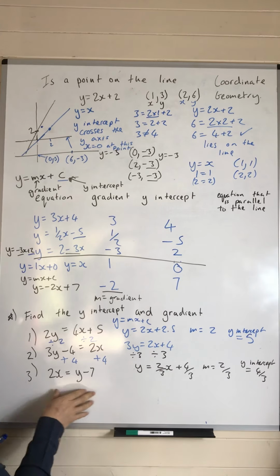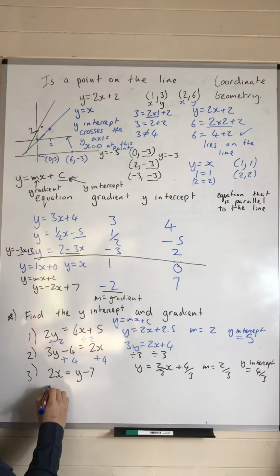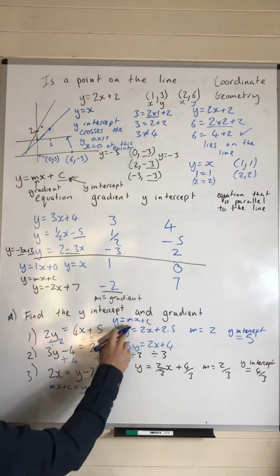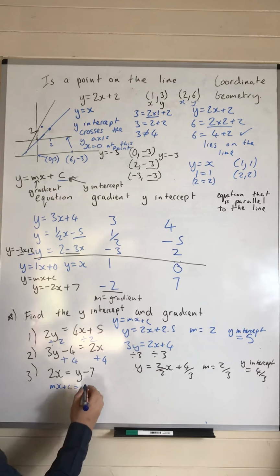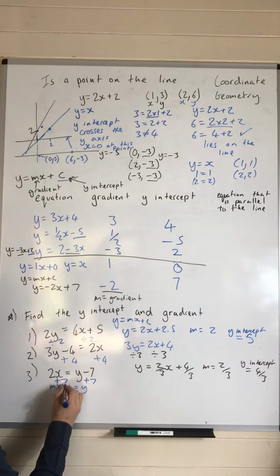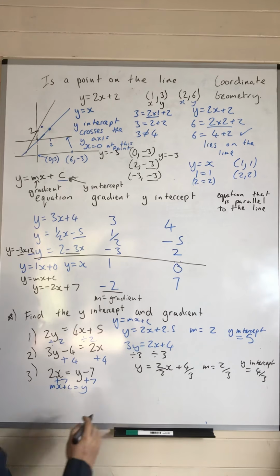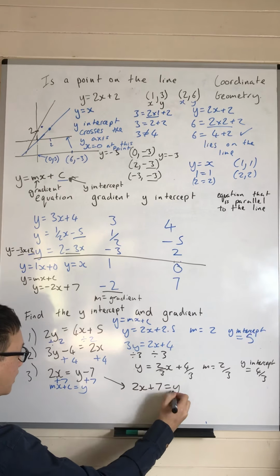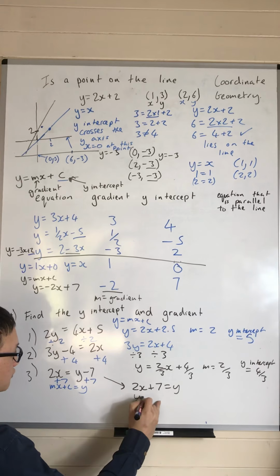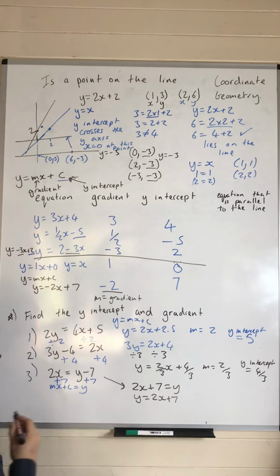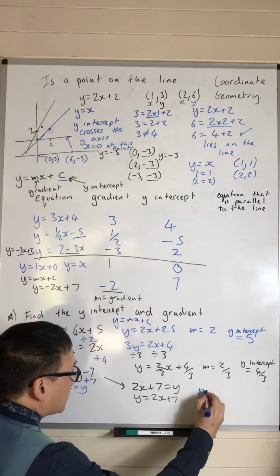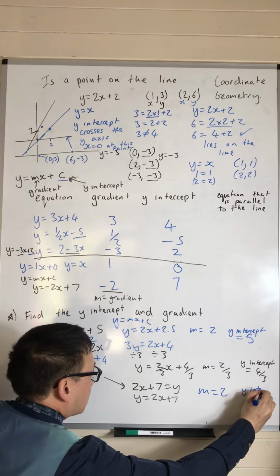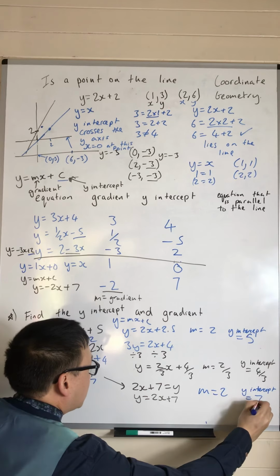Now this one is just rearranging. It doesn't matter if the y is on the right hand side. What I mean is mx plus c equals y is still the same as y equals mx plus c. So for this question, I'll just add 7 on both sides. So that becomes 2x plus 7 equals y. If you prefer writing it from left to right, because that's what you're used to, that's just y equals 2x plus 7. So m in this instance is 2, the y-intercept equals 7. It's quite easily done.